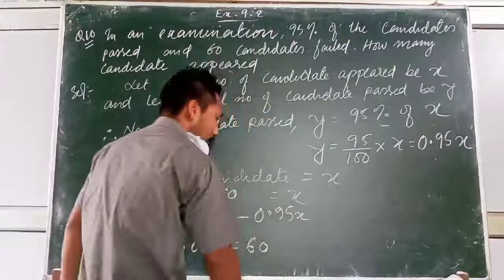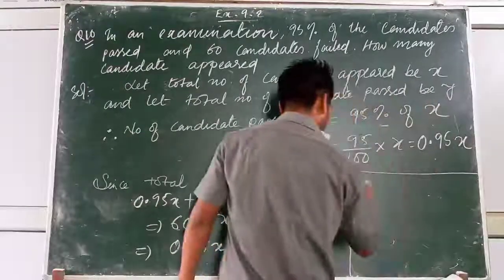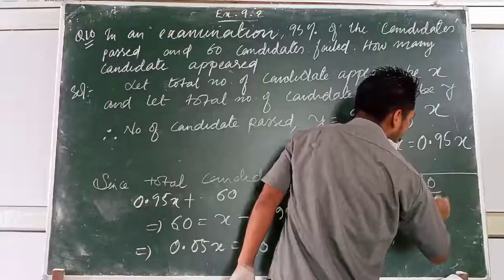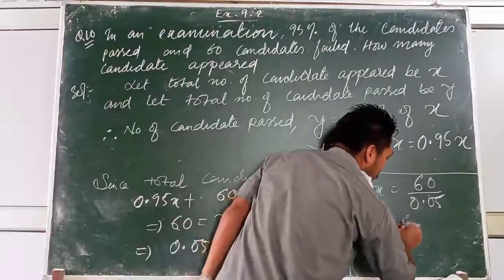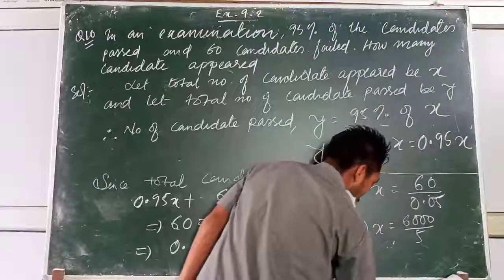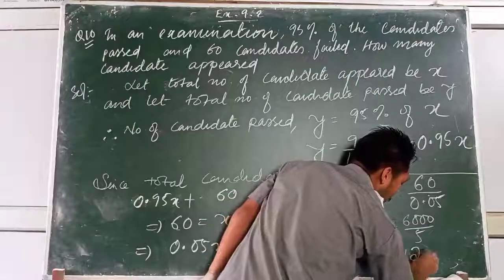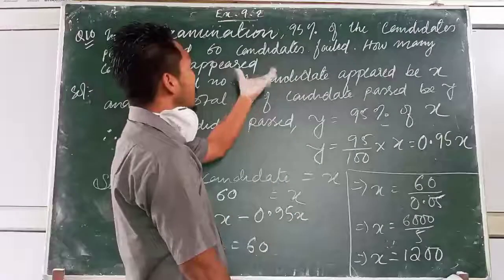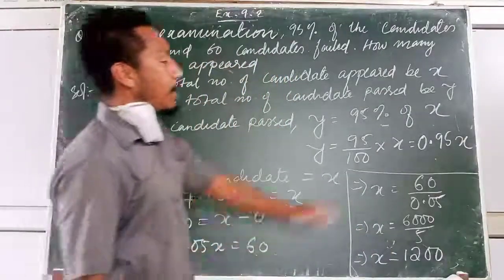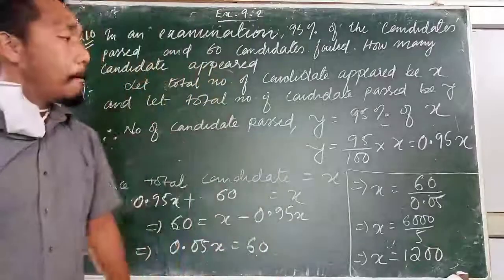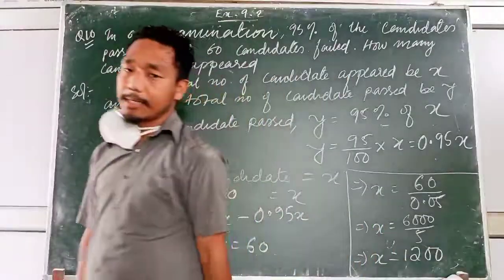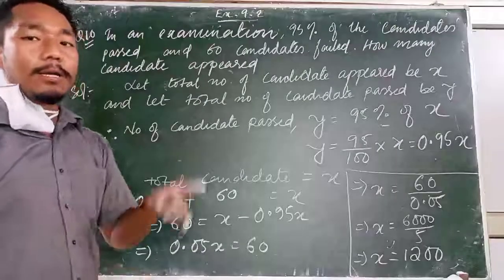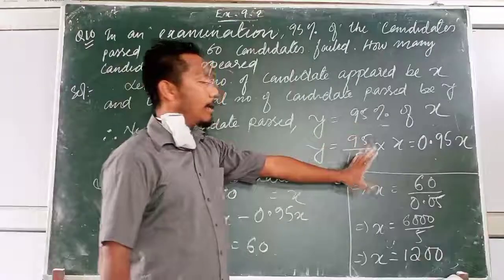Which implies that X is equal to 60 divided by 0.05, which becomes 60 into 100 divided by 5. So 1200 students appeared for the exam. Out of this, 60 students failed. So if you multiply 1200 by 0.95, you get the number of students who passed. That means 1140 students passed in the examination.